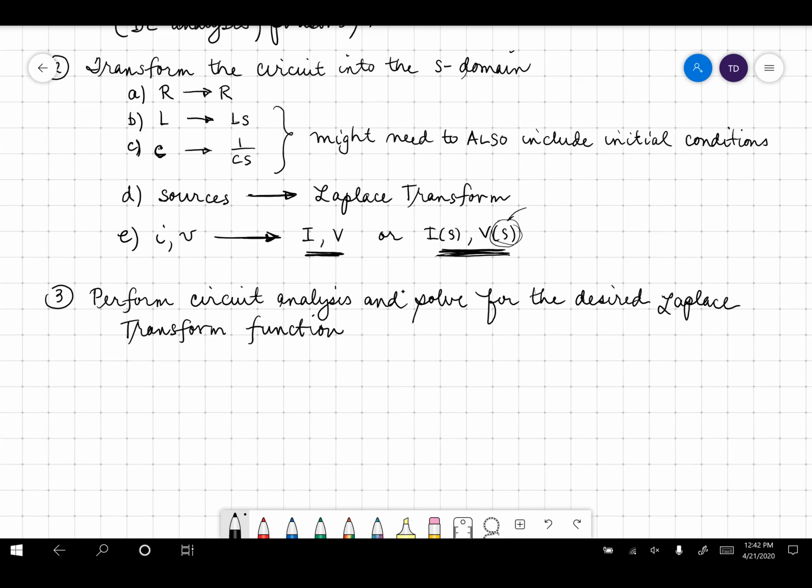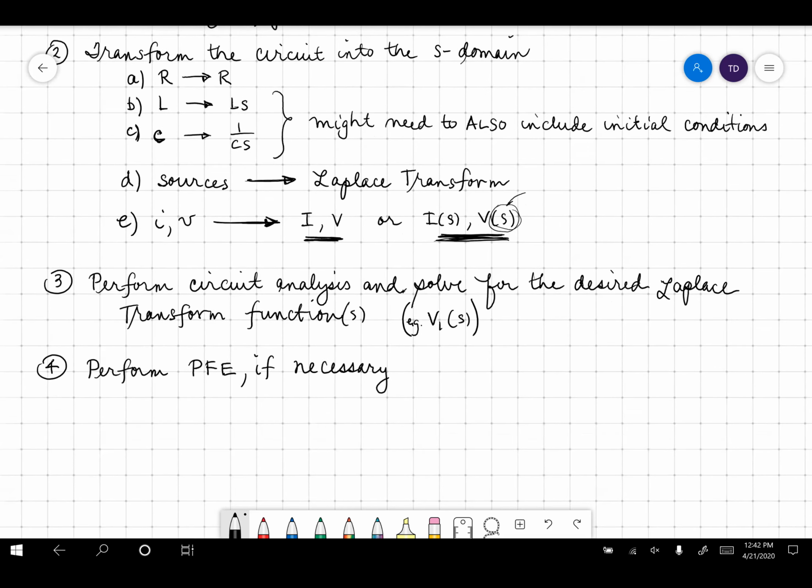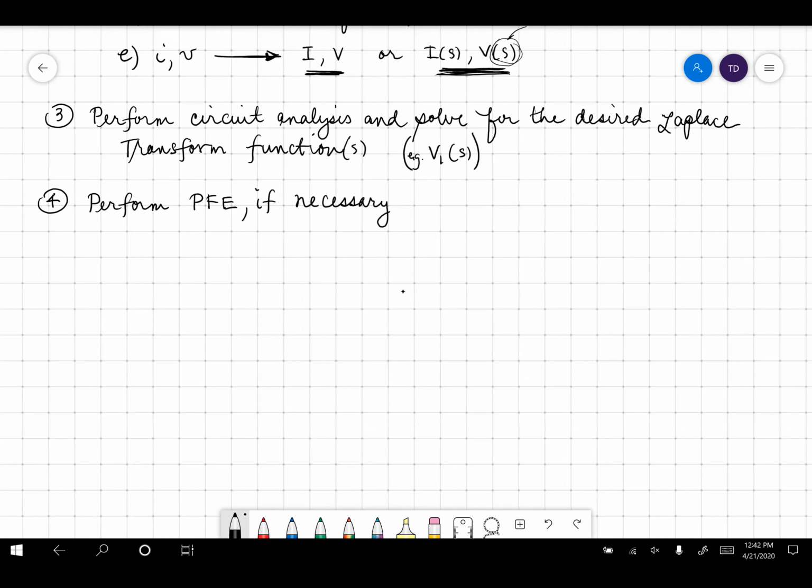So when we do that circuit analysis, solve for the desired Laplace transform function or functions. What do I mean? Like maybe I want V1 of S, right? This would be, for example, what function are you after? So you solve for that desired function. Once you have it, you are probably going to have to do the following. Perform the partial fraction expansion. Once you've done the partial fraction expansion, then you're going to convert back to the time domain.